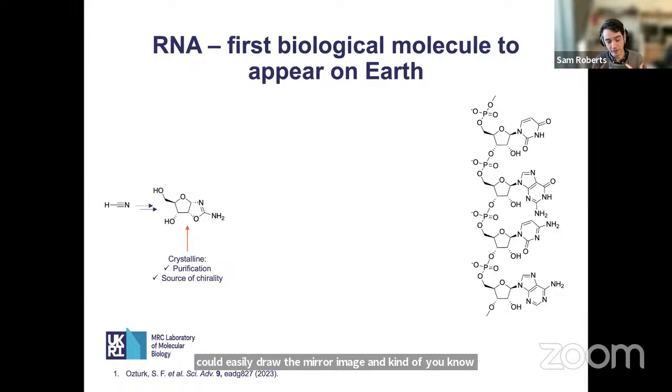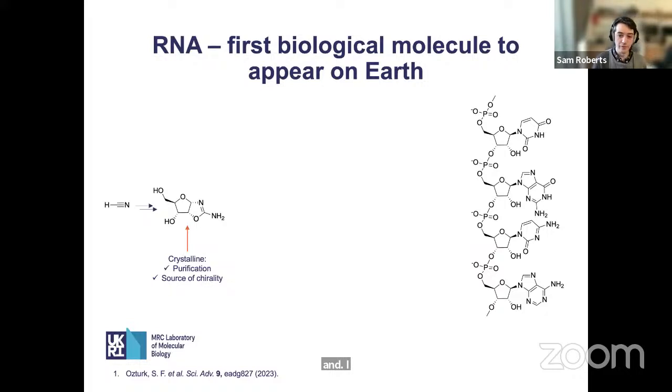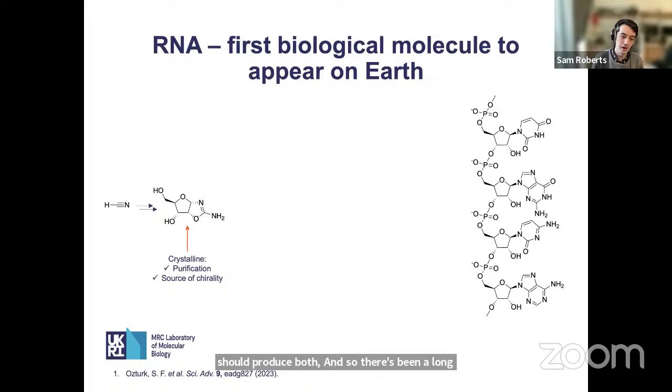Why this is relevant to the origins of life is that biology is also chiral. I would say the vast majority of macromolecules and small molecules in biology are themselves chiral. The nucleotides in DNA and RNA all have this chirality, labeled D, and amino acids, which are the building blocks of proteins, are all L. So there's this question of how this chiral imbalance occurred, because conventional organic synthesis should produce both enantiomers. And so there's been a long-standing question about where this breaking of mirror symmetry occurred.